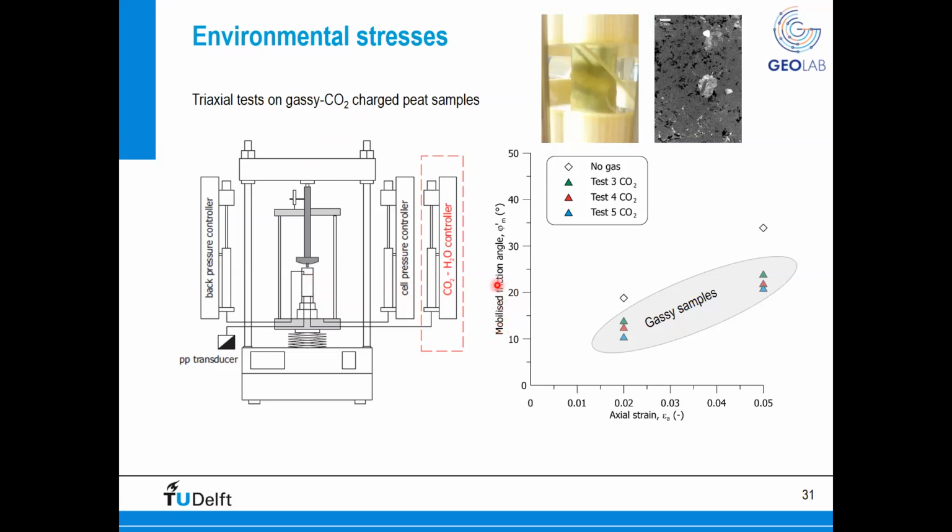So you see here the mobilized friction angle at two different levels of strain, 2% and 5%. The white dot is basically the friction angle of peat at 2% without any gas, so it's about 20 degrees. And at 5% of axial strain, the friction angle is about 35 degrees. But if you account for the presence of gas, so you assume that inside your sample you have gas, you clearly see a reduction of friction angle. So the presence of gas in peat is actually reducing the mobilized shear strength.